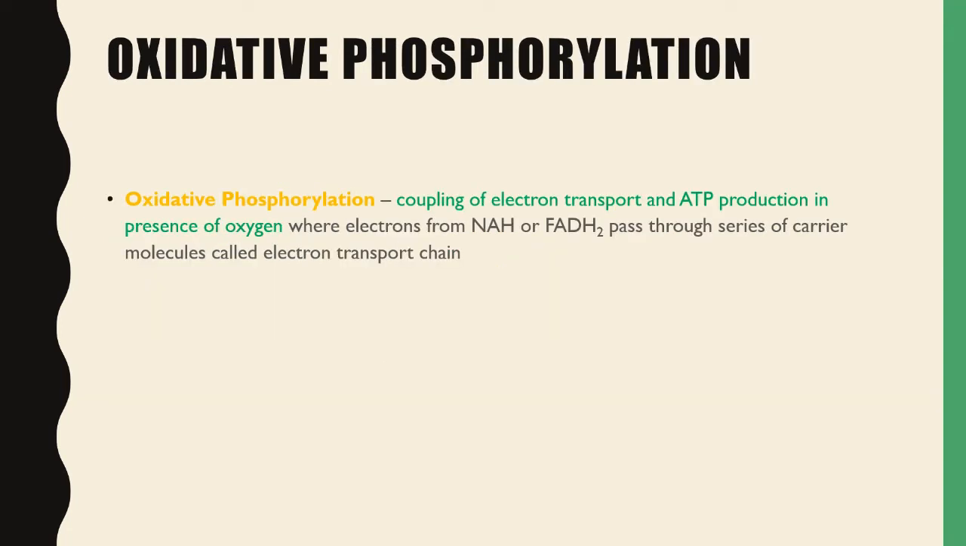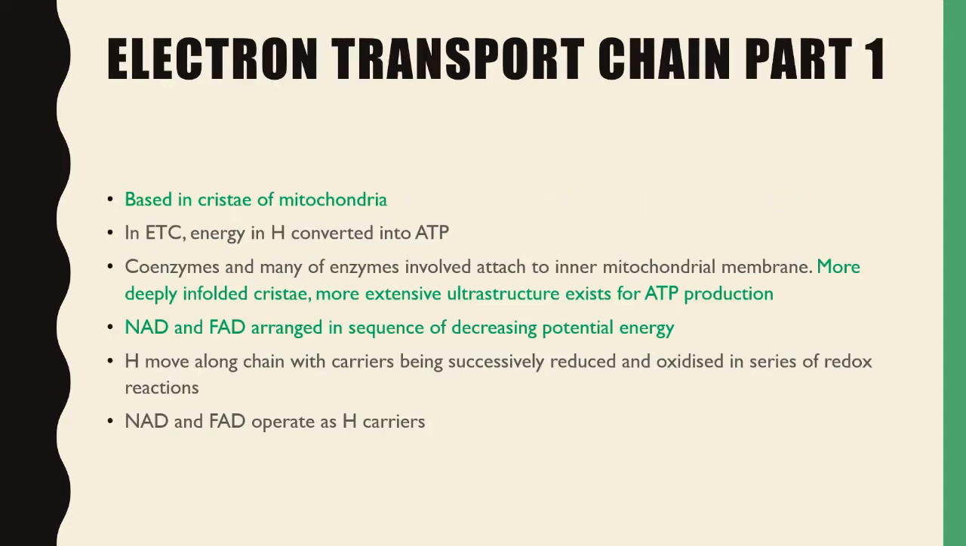So the oxidative phosphorylation, what is this? Well, it's a coupling of electron transport and ATP production in the presence of oxygen, where electrons from NADH or FADH will pass through a series of carrier molecules called the electron transport chain. The electron transport chain is based in the cristae of the mitochondria, and in the ETC, energy and hydrogen is converted into ATP.